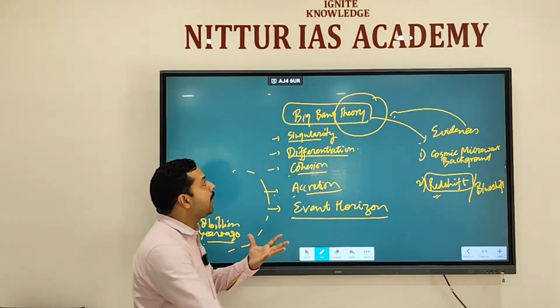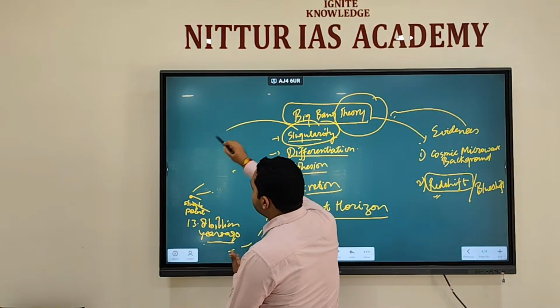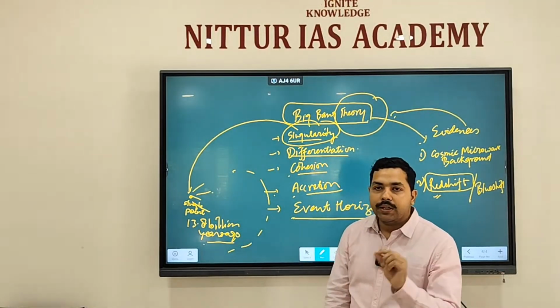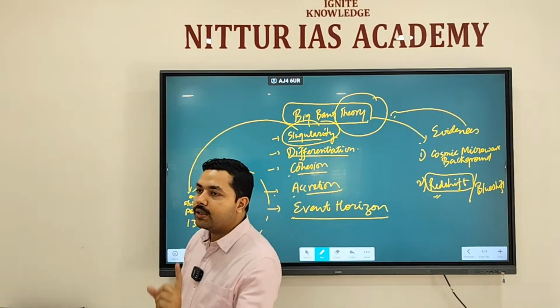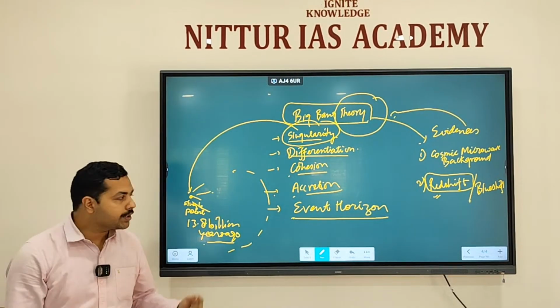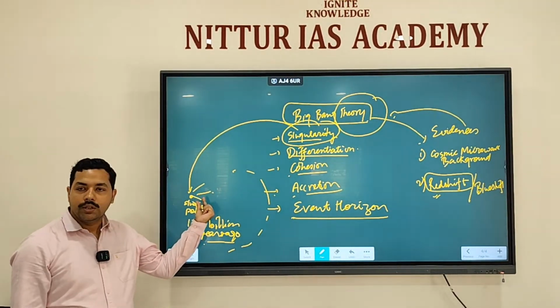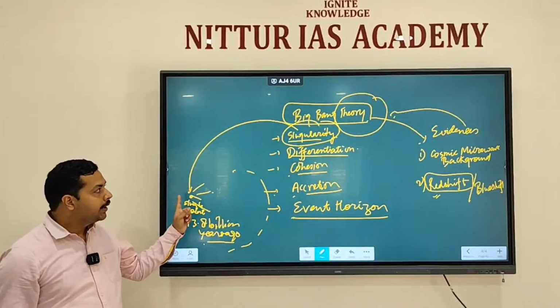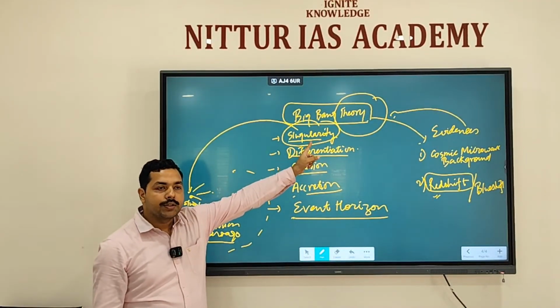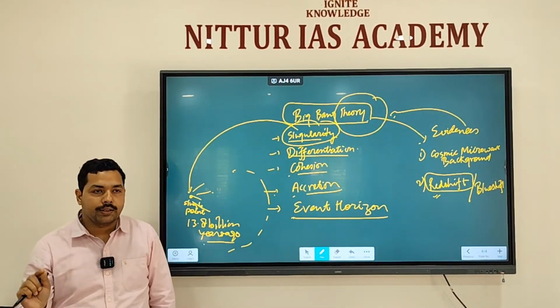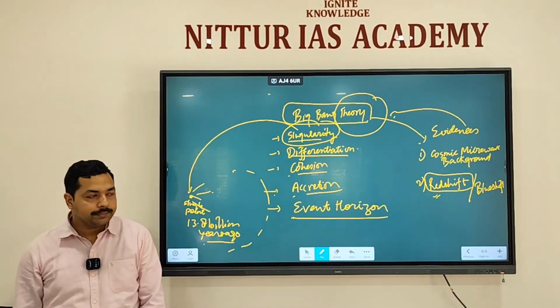So what is the singularity? Singularity is nothing but the single point. Singularity means single. Clear? So initially we discussed that the universe was nothing but a single point, and this single point is referred to as a singularity. Clear? Any doubt regarding this particular thing?